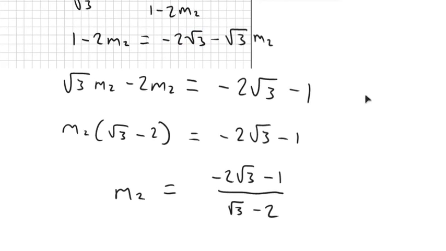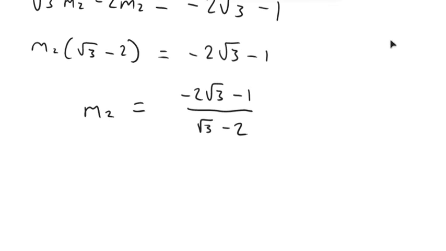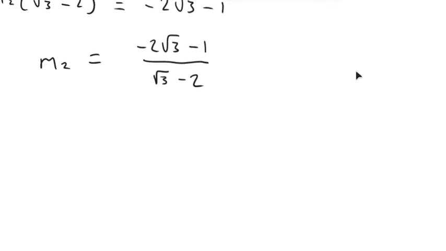So we should be finished then really, but if you look back up the question at this part, it asks you to give your answer in the form d plus e root f. So that's not in the form at the minute. What you have to do is rationalize the denominator, so you need to look back at that if you're not sure. So what I'm going to do is multiply top and bottom by root 3 plus 2.